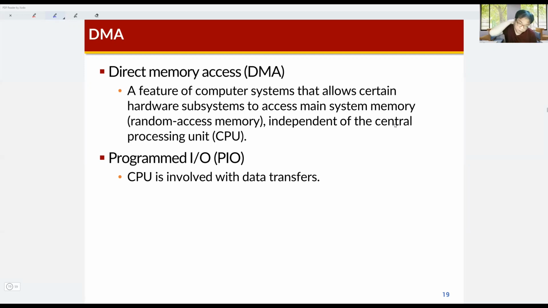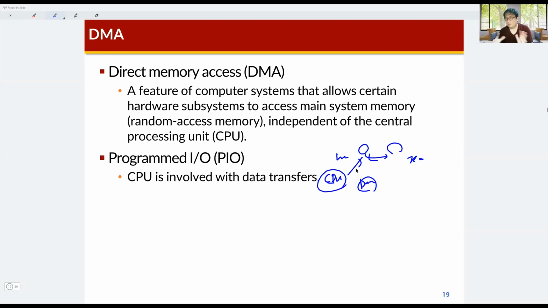So DMA means that when the data transfer happens between the host and I/O devices, the data is transferred between the main memory and the memory inside of the I/O devices. So this is just the data transfer. If the CPU is involved with this data transfer, then the CPU's resources are wasted for it.